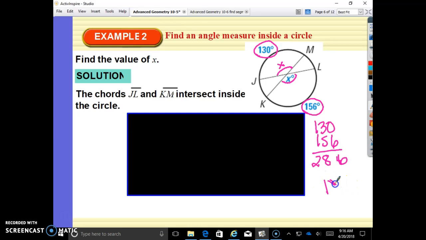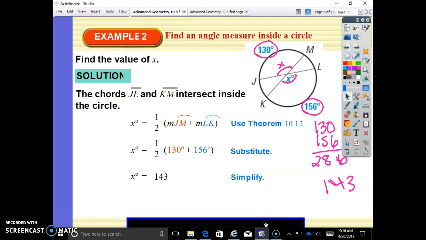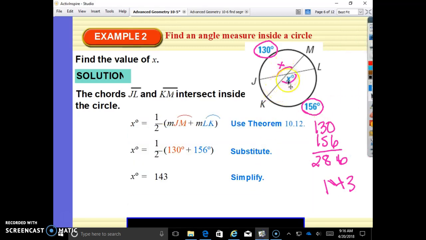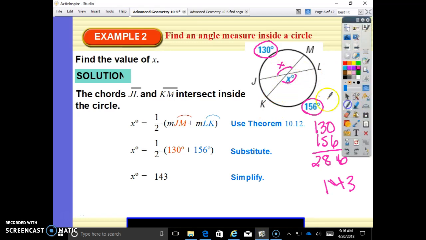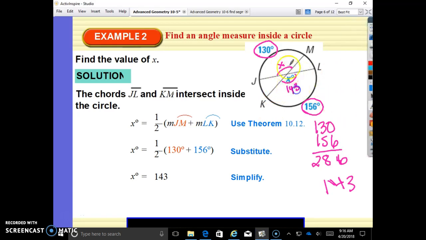143. Half of 280 is 140. Half of 6 is 3. 143. So both of these angles should be 143 degrees each. So you could actually fill everything out if you needed to. Because this is a semicircle or linear pair, 180 minus 143 is 37, making this 37. So you could fill in that extra information if they took it that far.